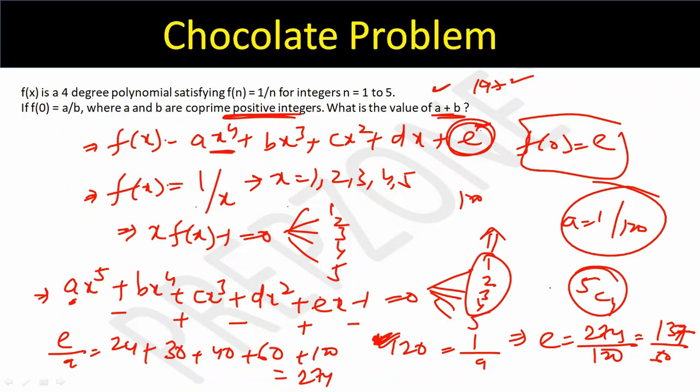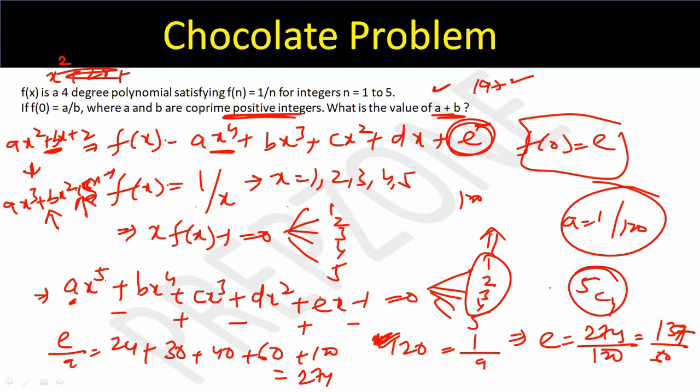Then see, essentially, yes, I have to calculate the value of e, because f of 0 is e, right? अब e कैसे निकालूंगा? E is basically the x coefficient. So I have taught you that e by a will be the sum of the roots taken 4 at a time. Do you remember this? If it is a quadratic equation, then the sum of the roots is taken. If it is a cubic equation, then we take the sum of the roots, and the sum of the roots taken 2 at a time, PQ plus QR plus RP, is equal to the coefficient of x. Similarly, it keeps on increasing.